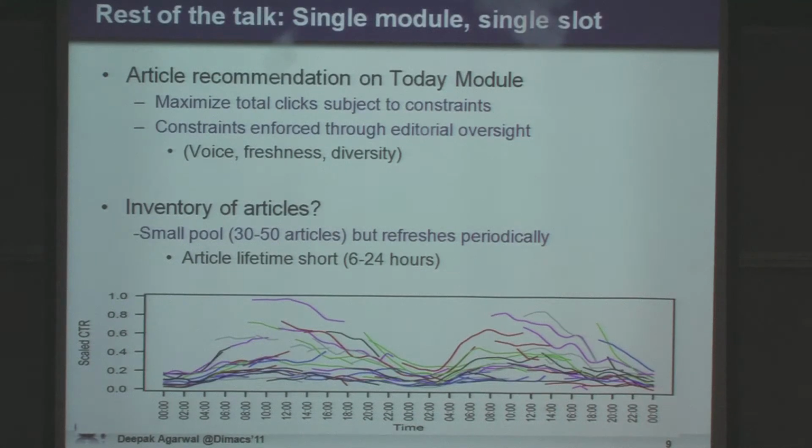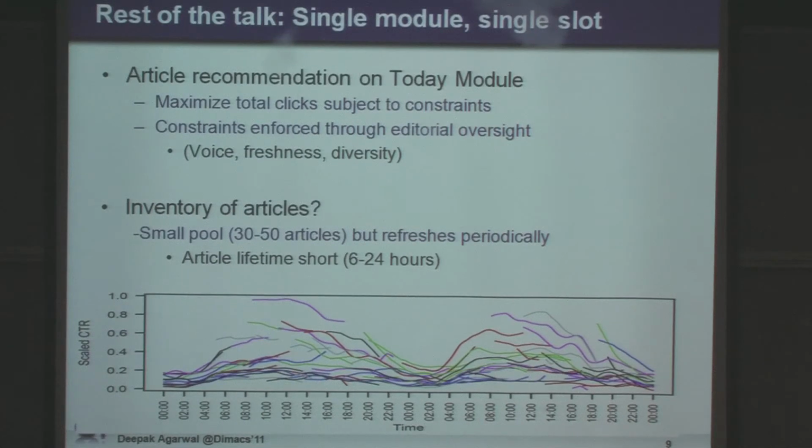So at any given point in time, we have a small inventory of articles to choose from, like 30 to 50 articles, but this inventory refreshes periodically, right? So this is what a typical curve looks like. At the bottom here, this curve is the overall CTR of articles over time. Each curve here represents an article, right?